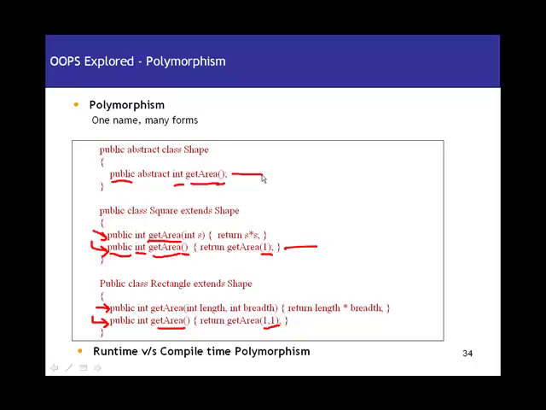So when you talk about overloading, you can have many overloaded methods in the same class itself, right? Whereas in overriding, you cannot have them in the same class. It has to be in the subclass superclass kind of relationship. Okay. Right. So runtime versus compile time polymorphism. What is runtime polymorphism? What is compile time polymorphism?